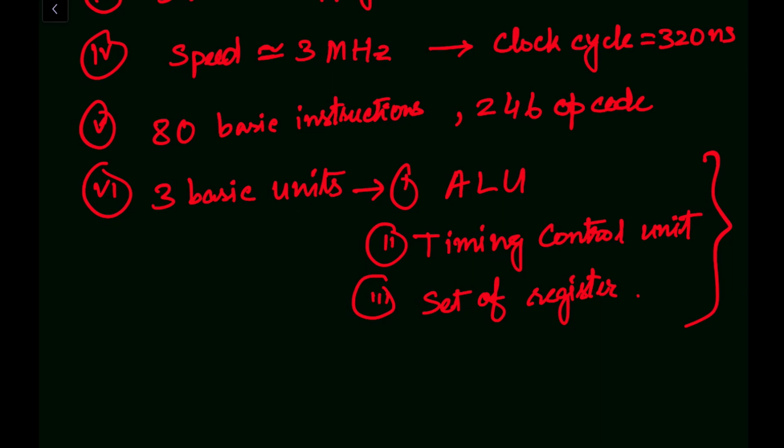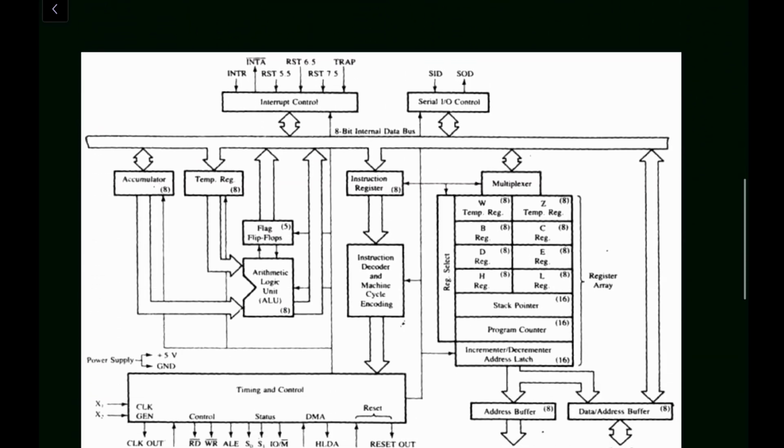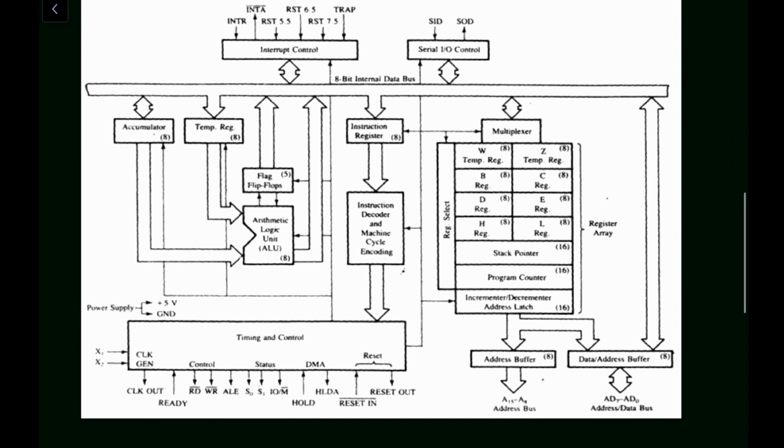First of all, let us understand the architecture of this processor, and I will explain it one by one. This is the 8085 architecture. Here we can see the arithmetic and logic unit. In this unit, the 8 written here means it can process 8-bit data at a time.